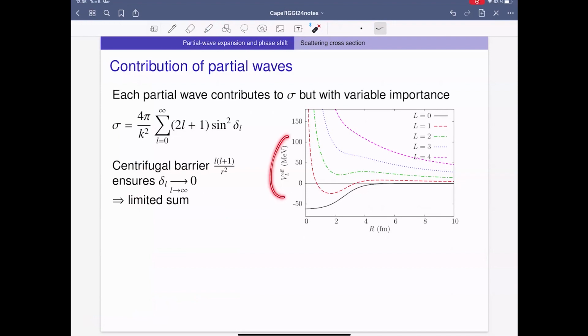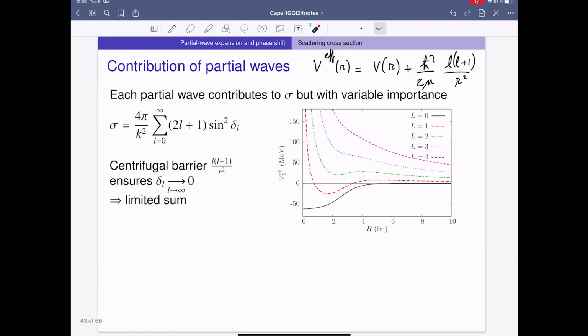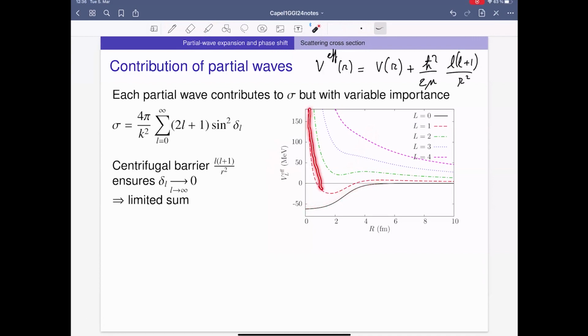And so here is an example of this, what we call the effective potential. When I mention the effective potential, what I mean is the potential plus the centrifugal term. And what you see is that when L increases, for L equals 0, you just have your nuclear potential. L equals 1, you have a strongly repulsive core, and then you see this barrier appear here. And the higher you go, the less distorted that effective potential is. It means that the higher you go in L, the less important it becomes, because the effect of that attractive potential is hindered by the centrifugal term. This centrifugal barrier ensures that the phase shift goes to zero when L goes to infinity.